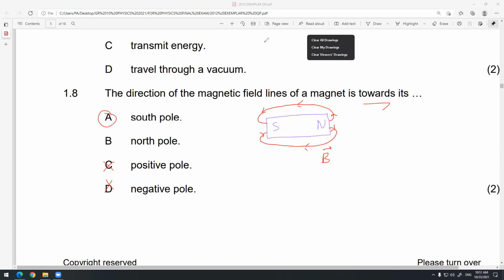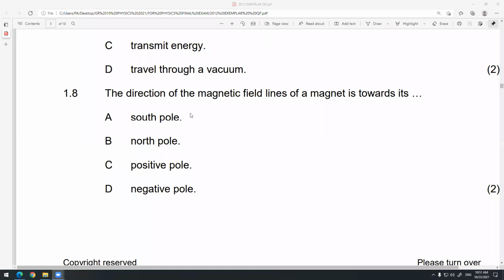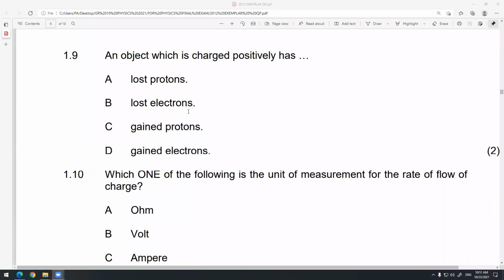Let's continue with the next question. We're almost done for today. Let's continue with question 1.9. An object which is charged positively. Okay, positively charged. What's going on? Please try. We have 4 options: lost protons, lost electrons, gained protons, gained electrons. Please choose your correct option. What is your correct answer? Please try.